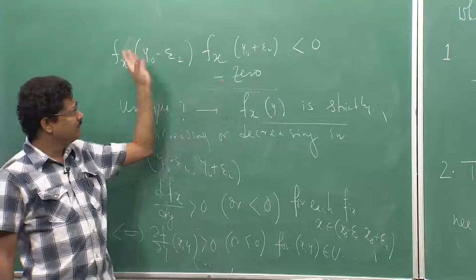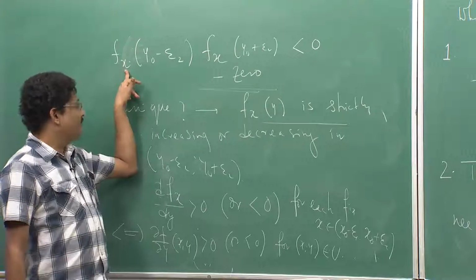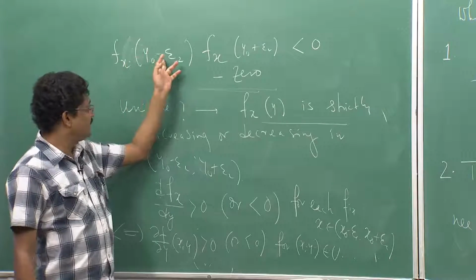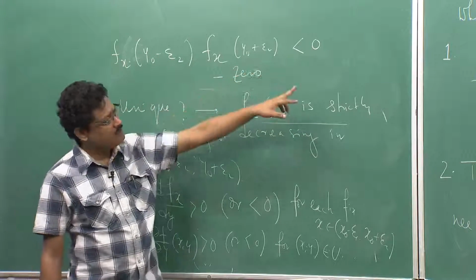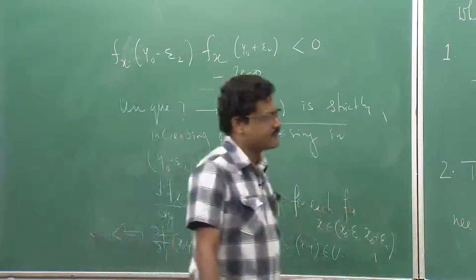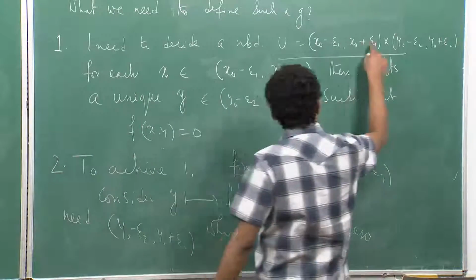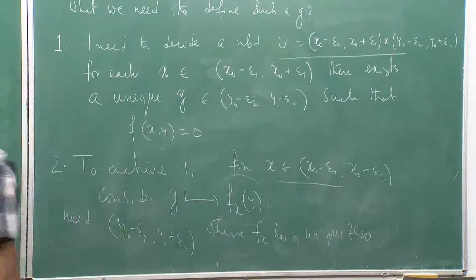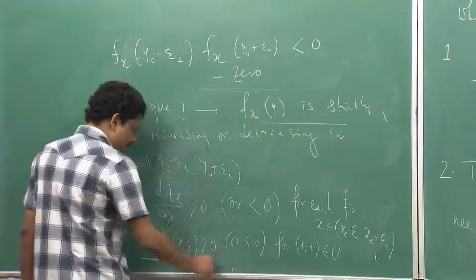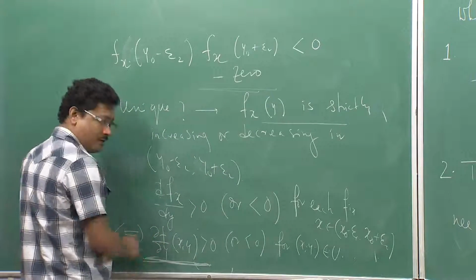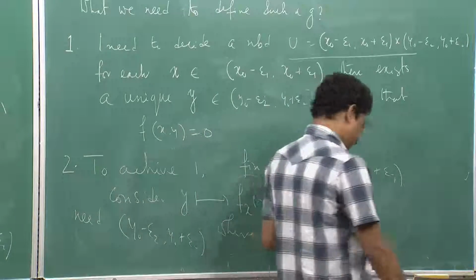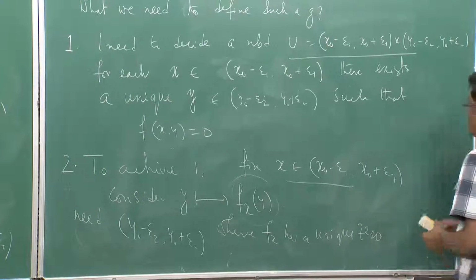and for fixed y, f(x, y) changes sign in the interval of x naught minus epsilon to x naught plus epsilon, then I could have achieved this. So, this is for writing y as a function of x. Instead of that, we could try to write x as a function of y as well. So, the roles of x and y could be interchanged.